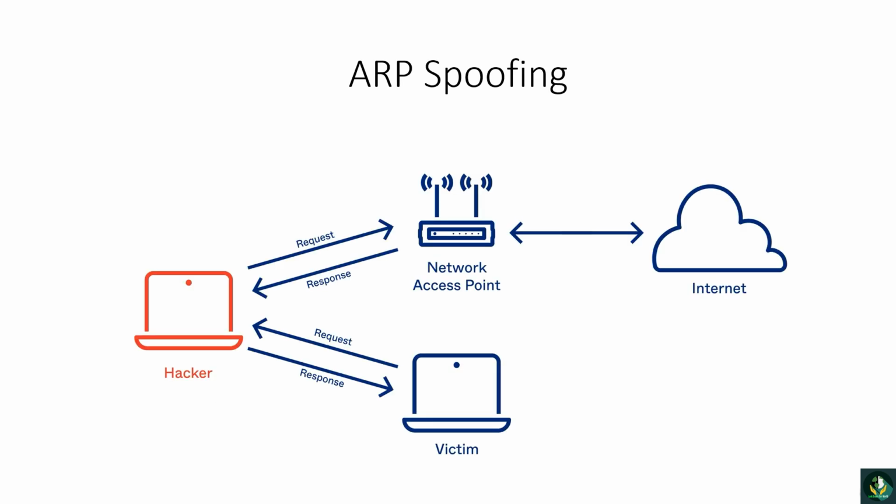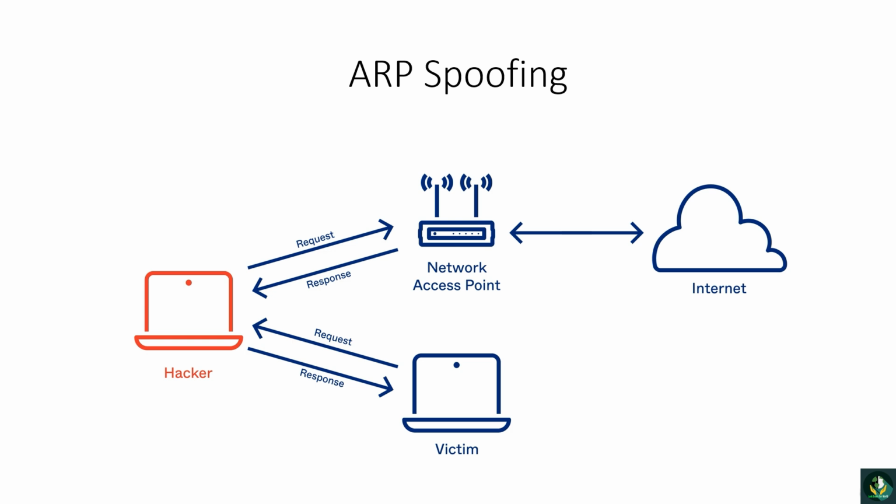Now, in general, when we become man in the middle, we'll use ARP spoofing or any other method. As we know, the request will flow through the hacker, and the hacker will forward this to the internet or to the access point. Then the response will flow through the hacker's computer and then down to the victim.